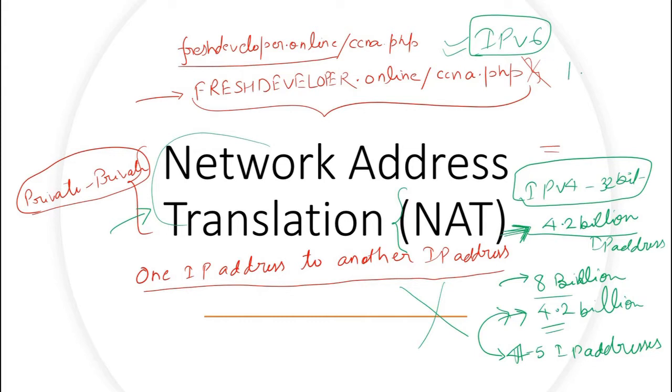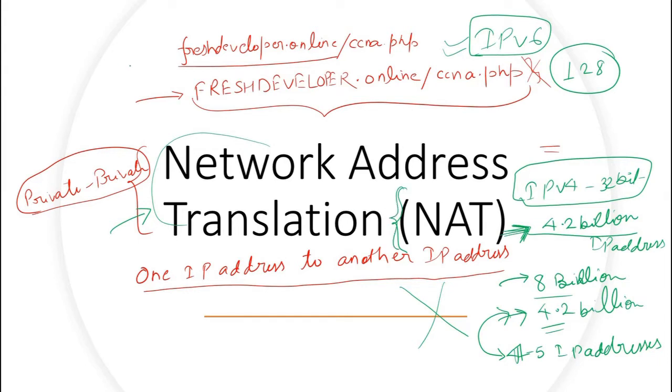An IPv6 address is 128 bit, and it has so many addresses that even the whole earth can have sufficient addresses and there will be no lack of IP addresses. But until we completely migrate to IPv6, we will use NAT.